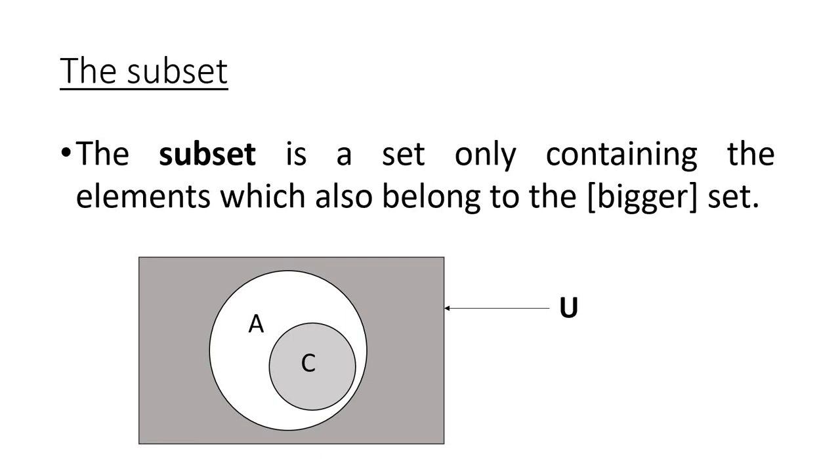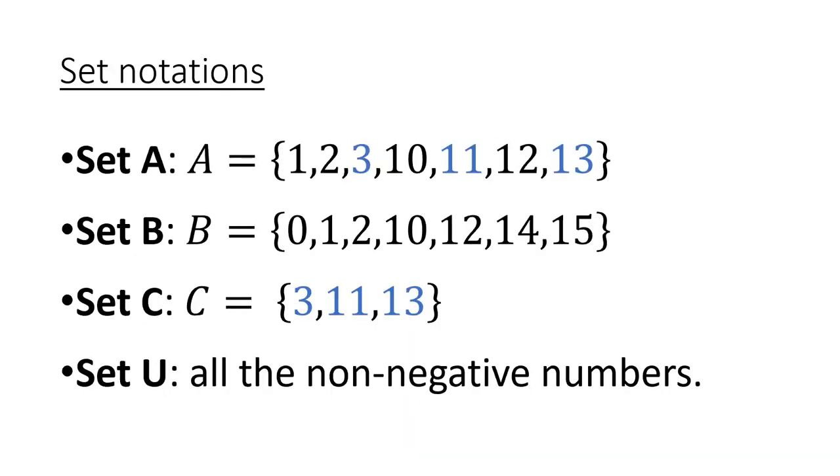So all the elements included in A are also included in U, which is the set consisting of all the non-negative numbers. Okay, I hope it was clear. You will see we are going to use those in the next video devoted to calculating probabilities.